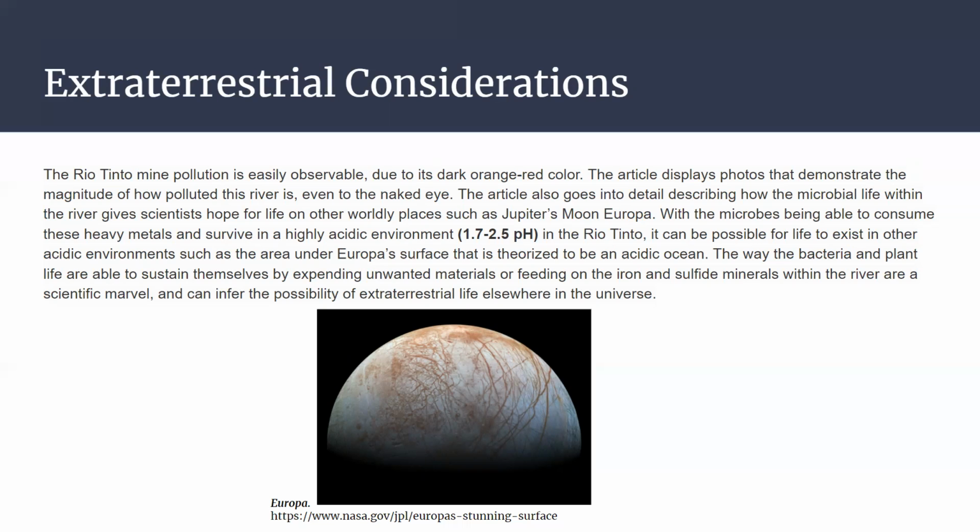And so with microbes being able to consume these heavy metals and survive in a highly acidic environment in the Rio Tinto, it can be possible for life to exist in other acidic environments, such as the area underneath Europa's surface, which is theorized to be an acidic ocean. The way the bacteria and plant life are able to sustain themselves by expelling unwanted materials or feeding on the iron and sulfide minerals within the river are a scientific marvel and can infer the possibility of extraterrestrial life elsewhere in the universe.